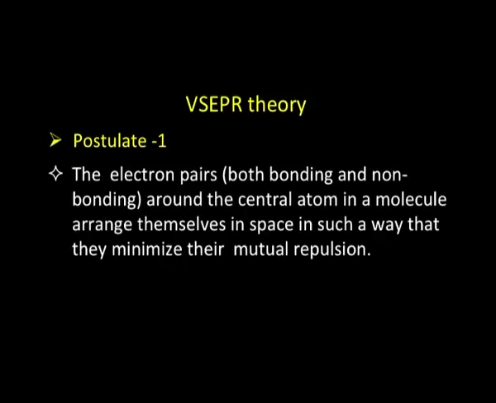Let us take up the first postulate. The first postulate says that the electron pairs, whether they are bonding electron pairs or non-bonding electron pairs, around the central atom in a molecule, arrange themselves in space in such a way that they minimize their mutual repulsion. What it means is that suppose I have a molecule, I look at a central atom and try to see how many valence pairs of electrons are there, and then they will act in such a way that they will repel each other and try to go as far apart from each other as possible.